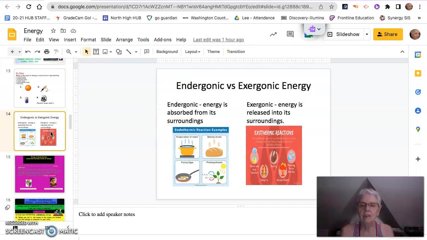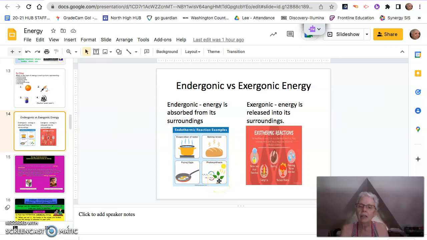Endergonic versus exergonic energy. Endergonic energy is absorbed from its surroundings. Okay, so you're taking energy in, such as this pot of boiling water is taking energy in from the stove. Baking bread's taking energy in from the oven. Frying an egg takes energy in, again, from this pan getting hot, and photosynthesis taking sunlight energy in.